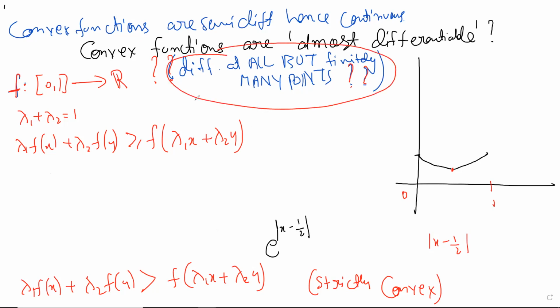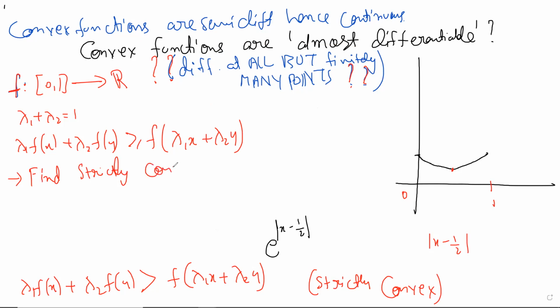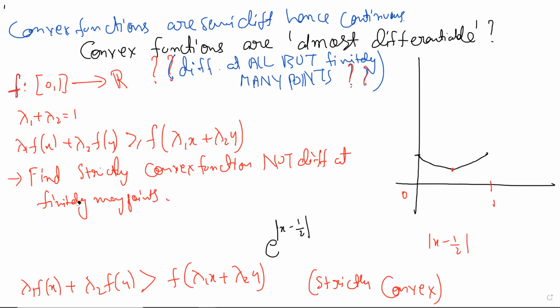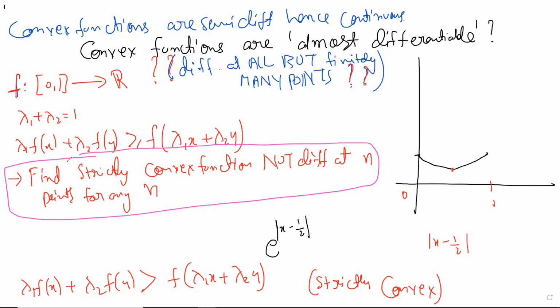So to do this for homework, oh no, I should not circle, it may give a wrong impression. My point is, just do the strictly convex example, or both. You can easily do it now. Just have to squeeze and so on, right? Find a strictly convex function not differentiable at finitely many points. I should just say n points, right? It's a better way to say it. At n points for any n. Please do this. For any n, you can find it. You can just extend this example.